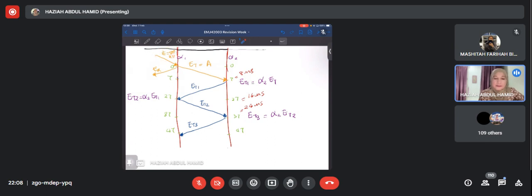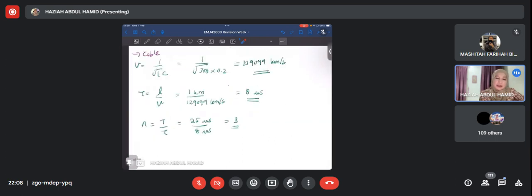Okay, once they reach here, dia dah attenuated by, they multiply by this factor, alpha 2. Alpha 2 ni is between junction ini. Junction, cable, transformer. Okay, cable first, transformer. Sama juga dekat junction sini. Cable, transformer. Okay, cable. So it's always start with cable. Cable akan jadi Z1 only. Okay, sebab kita nak interested dalam cable only.